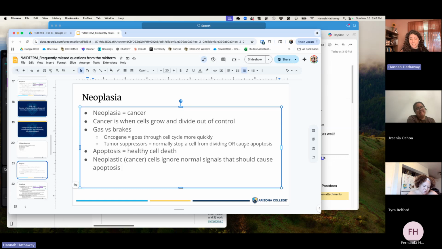So apoptosis can be a normal, healthy thing. And since it's a normal, healthy thing, cancer is not normal and healthy. Cancers sometimes avoid apoptosis. So they essentially won't die. Does that make sense? Great. So that was neoplasia. I wanted to go over that one.